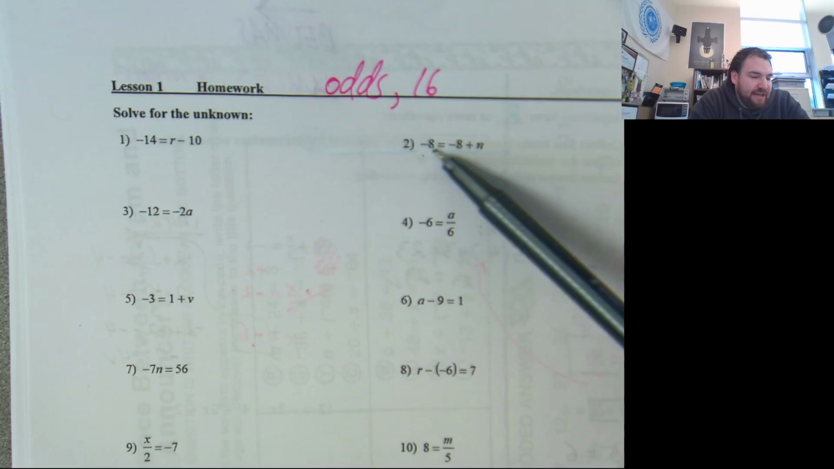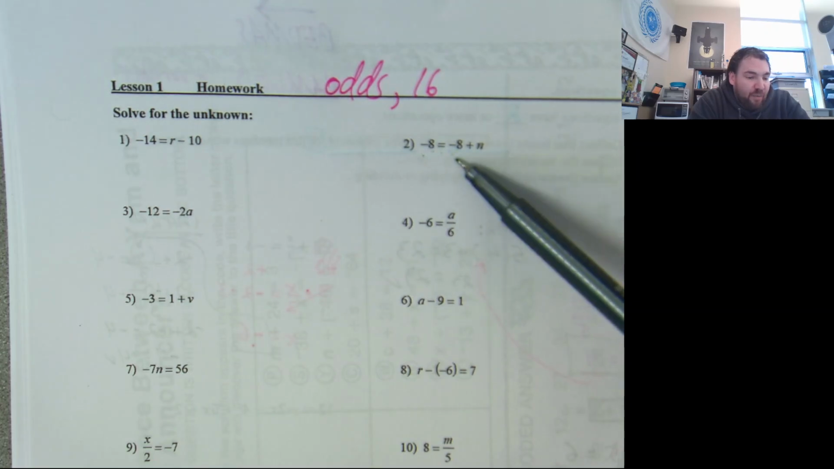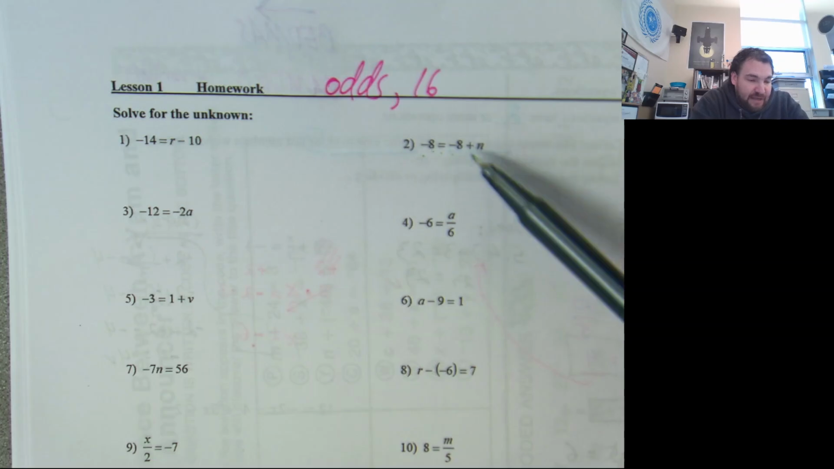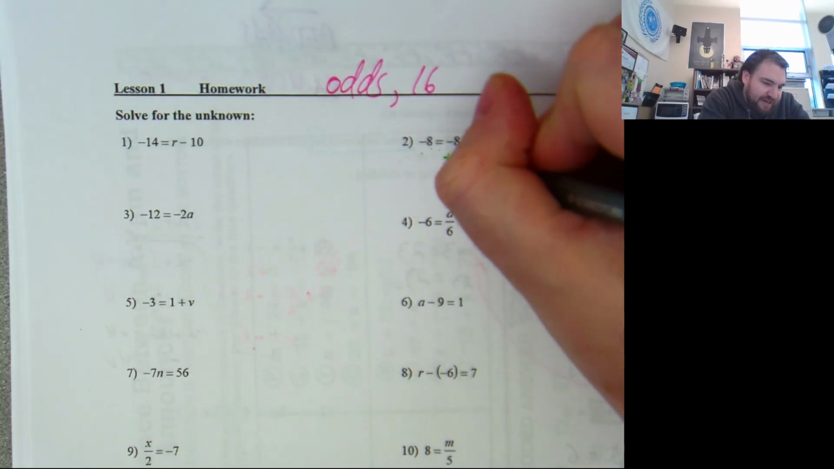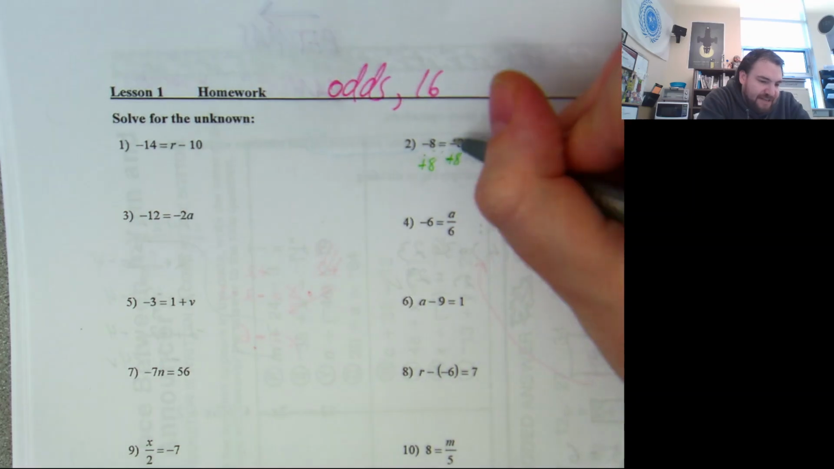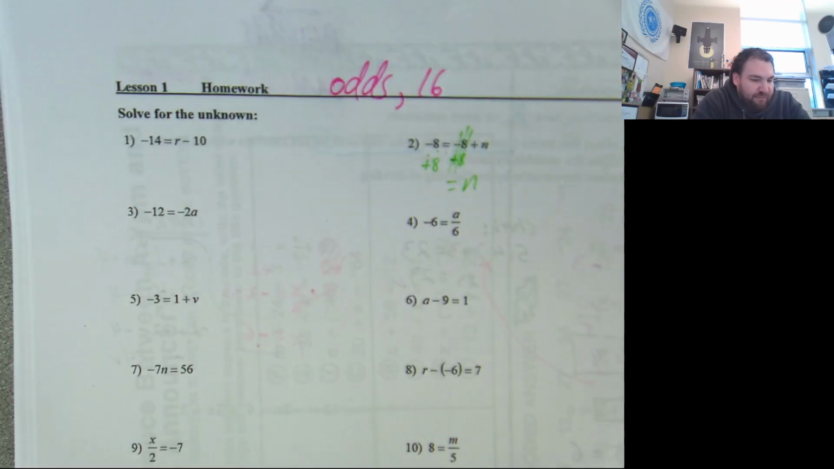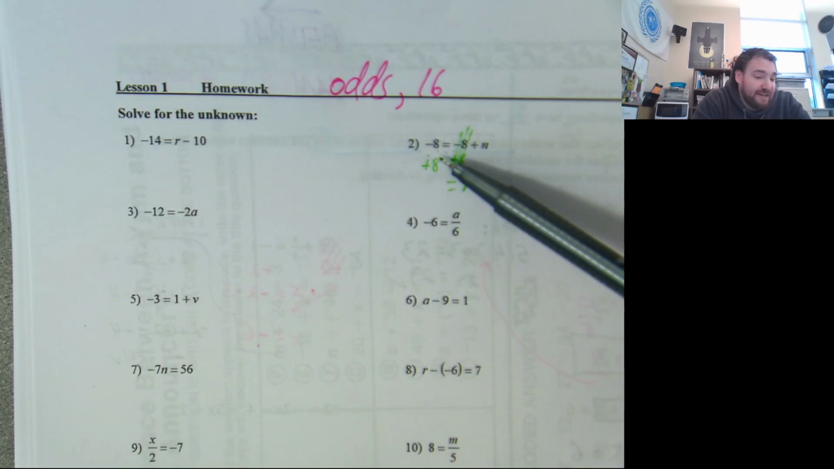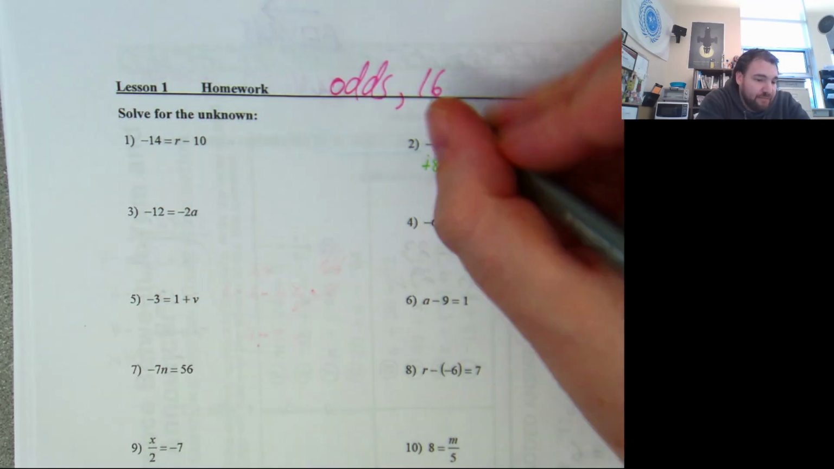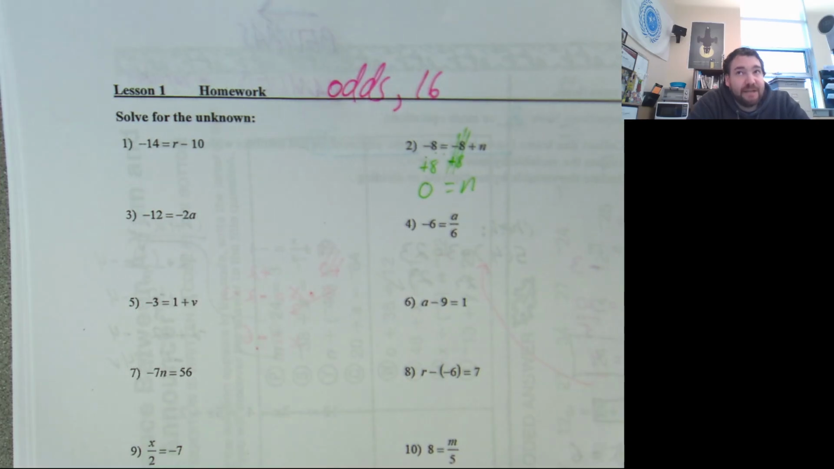I've got negative 8 equals negative 8 plus n. What's the opposite of negative 8? Plus 8. So we're going to plus 8 on both sides. On the right-hand side, they cancel, leaving me with n. And on the left-hand side, negative 8 plus 8 is? 0. So n equals 0. You're done. So that's what I wrote here with a question mark. Well, now there it is without the question mark. It is definitive. N equals 0.